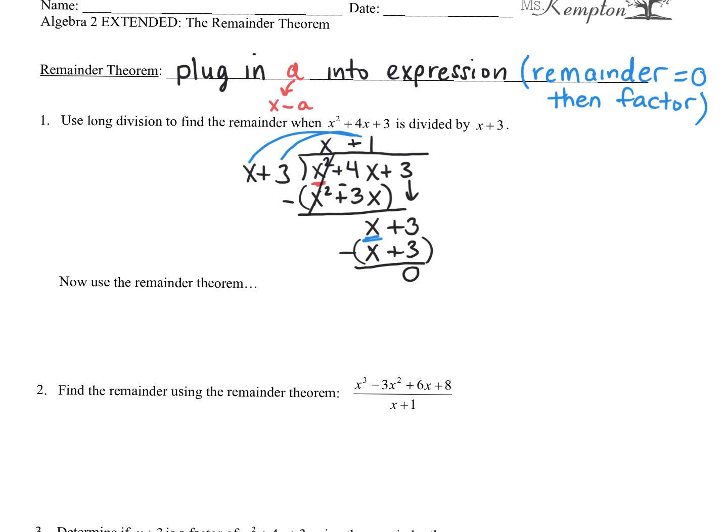So how can I find this remainder using the shortcut? Well, that's what's called the remainder theorem. So the remainder theorem says that we're plugging in a number. So what's that magic number that we're going to plug in? Well, it's always the opposite of the binomial. So if this is x plus 3, we're going to be substituting in -3. And where do you substitute in that -3?